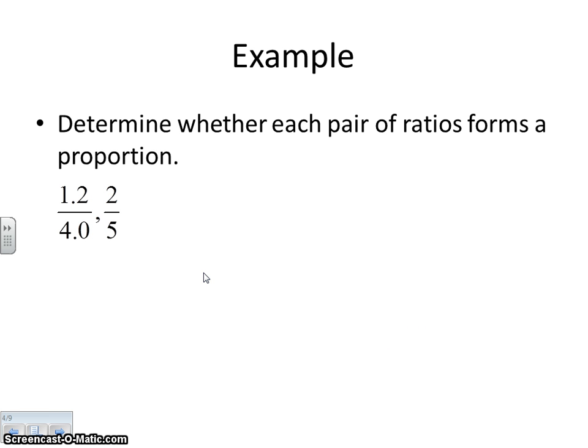Okay, so this is a second example. Now this one is not as in your face. Yes, it is a proportion. No, it's not a proportion. So this is really where cross product comes into play. So we have 1.2 over 4.0 equals 2 over 5. Now, pause me for a second, and I'd like you to actually try this one with cross product and see what you get.